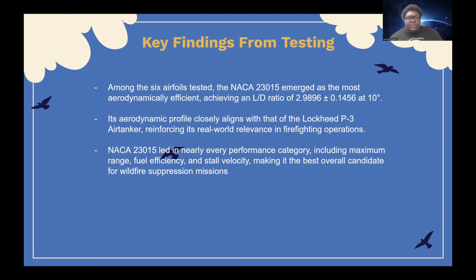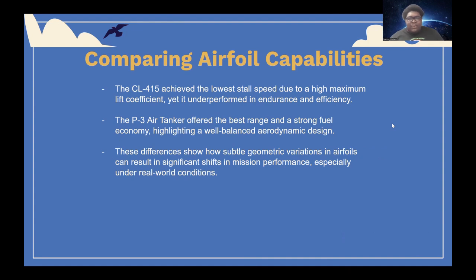The NACA 23015 led in nearly every performance category, including maximum range, fuel efficiency, and stall velocity, making it the best overall candidate for wildfire suppression missions. The CL415 achieved the lowest stall speed due to a high maximum lift coefficient, yet it underperformed in endurance and efficiency. The P-3 air tanker offered the best range and strong fuel economy, highlighting a well-balanced aerodynamic design.